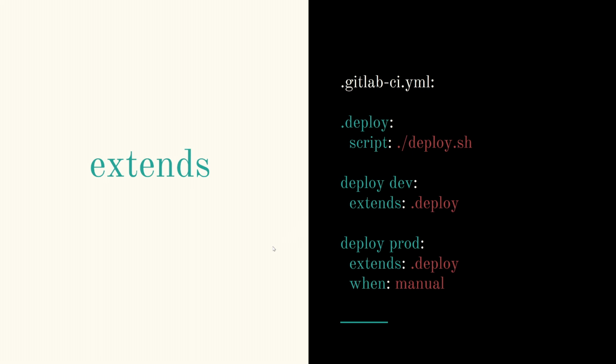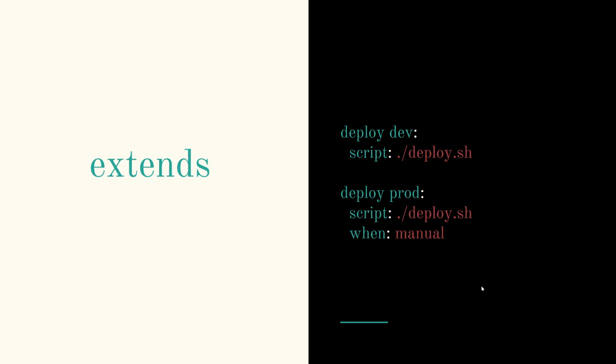Next keyword, extends. With this, you can inherit from other jobs, mostly from hidden jobs. And here's the first example. We have 1 hidden job and 2 deploy jobs. Both of them inherit from the hidden job. And in the deploy prod job, we want to run this job manually. So you can see that you can override everything that you inherit.